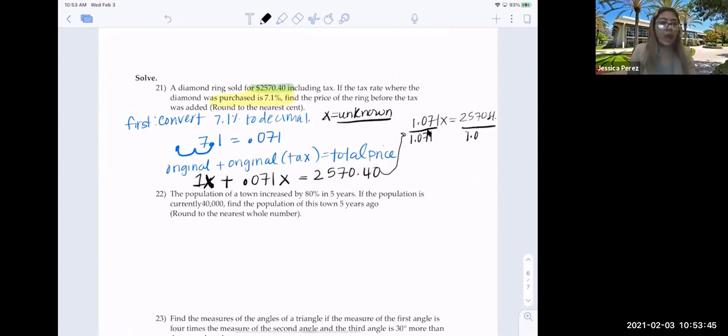You're going to use your calculator now. This course requires a calculator. It could be a scientific one. This is an example of a scientific calculator. I don't know if you guys could see it. So when you divide it, if we punch that in our calculator, I have 2,570.40 divided by 1.071, and 2,400. That's the amount that I get.